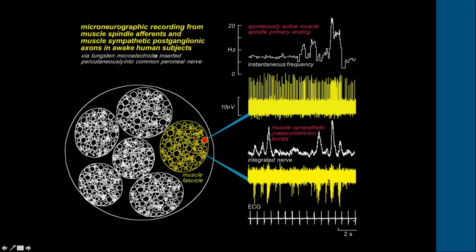In the lower recording, this is multi-unit activity from a bunch of C fibers, specifically the unmyelinated axons supplying blood vessels in the innervated skeletal muscle. So this is muscle sympathetic nerve activity, which is vasoconstrictor in function. As you can see, it has a very strong coupling to the ECG, so it exhibits strong cardiac rhythmicity.